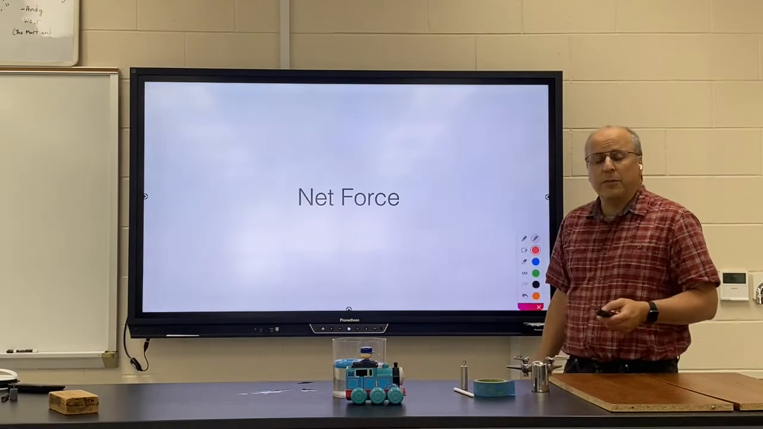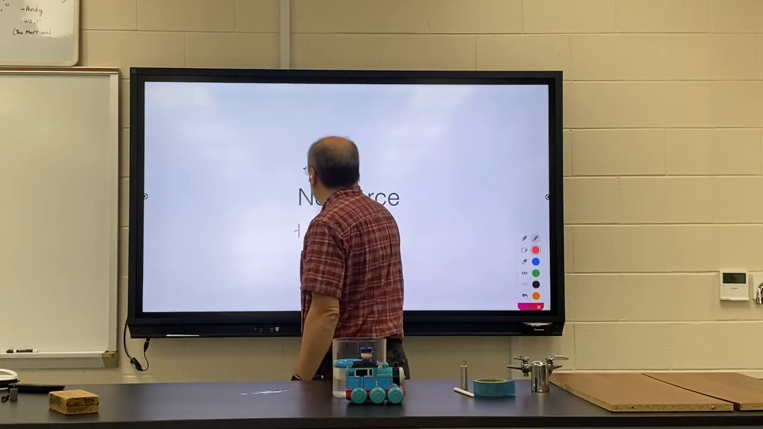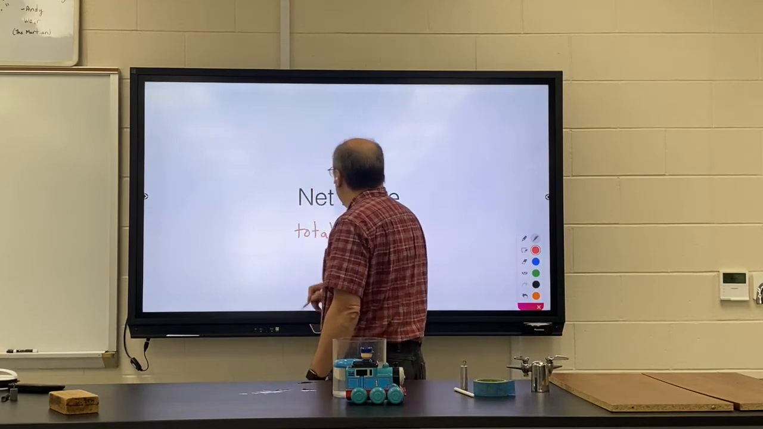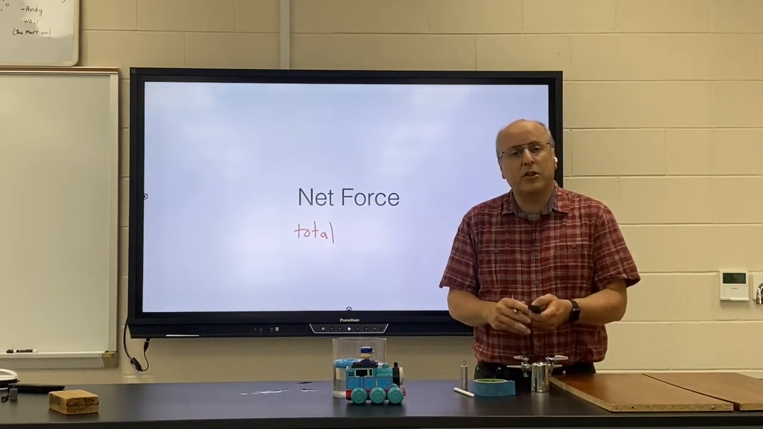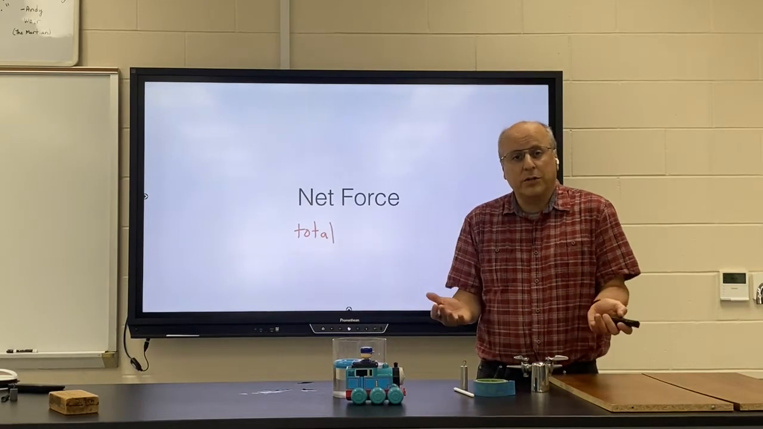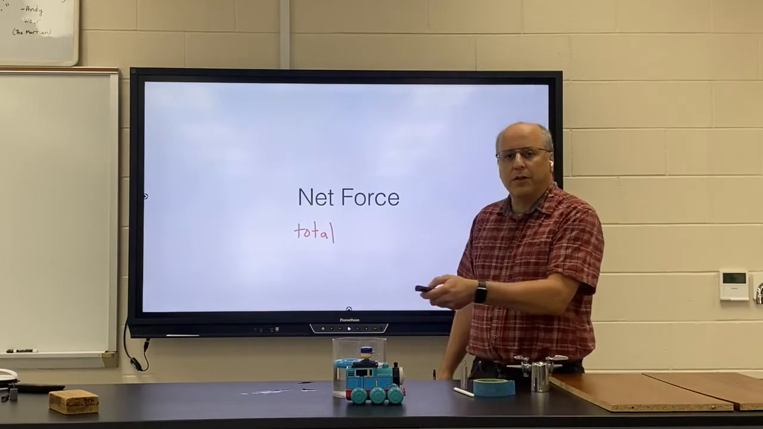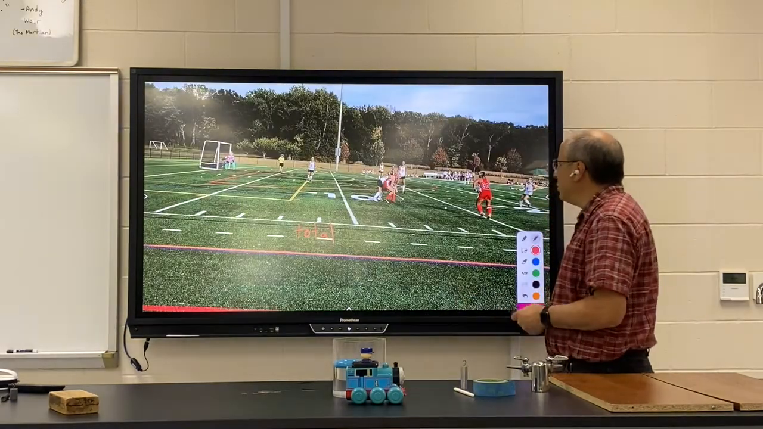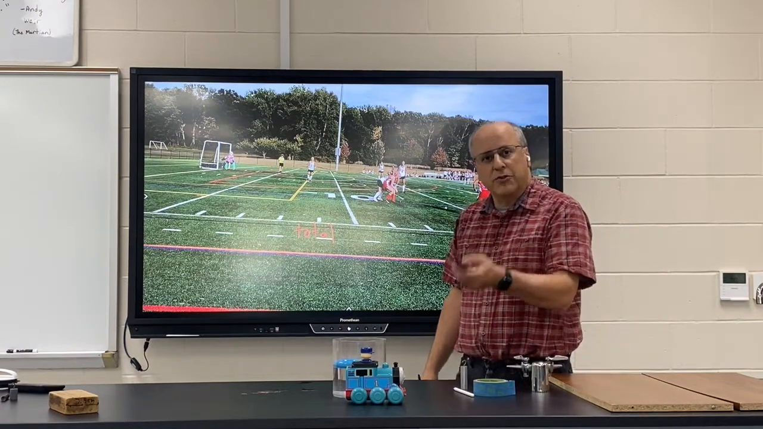The final term we'd like you to know is the term net force, and net just means total. This is what you do if there's more than one force. You try and find the total. How are these forces going to influence the object? We need to know the total of all the forces. You don't just add them up because forces are vectors, so you have to consider direction.